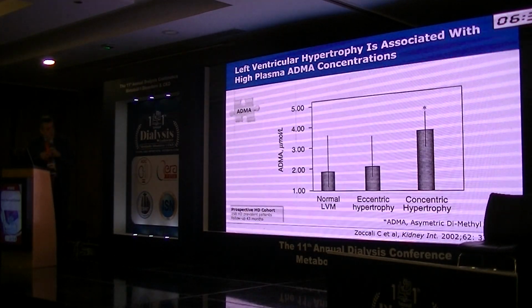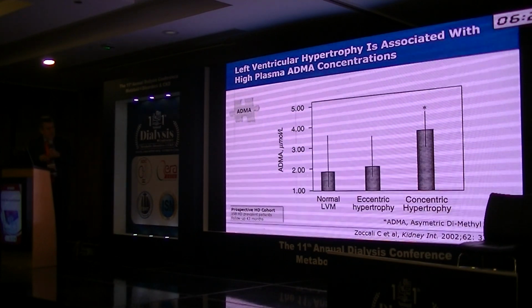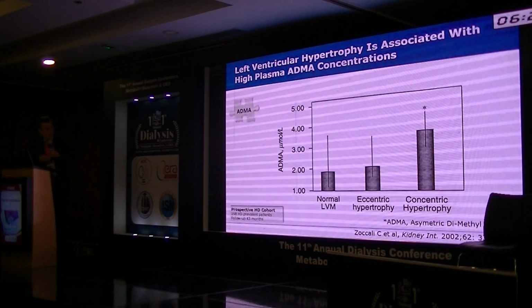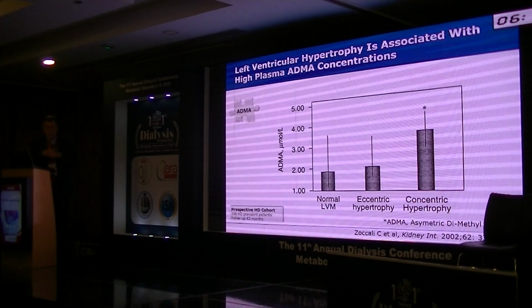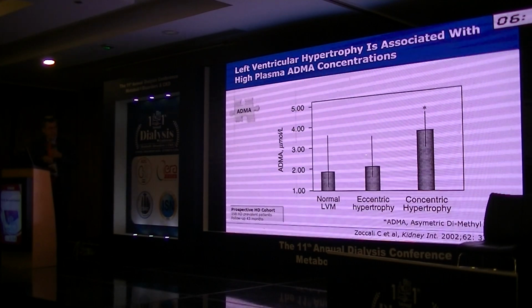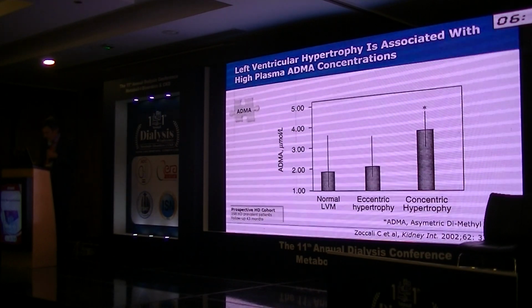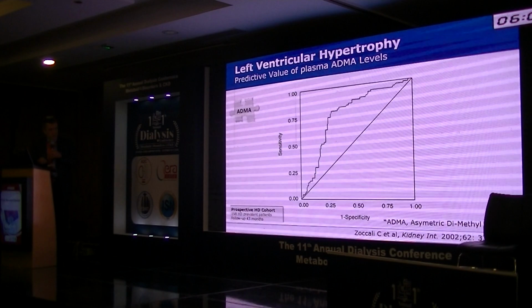ADMA, this is asymmetric dimethylarginine coming from the endothelium. And again, look at what happened with the ADMA. You can use the ADMA to identify, within the cardiac abnormality, what is eccentric hypertrophy or what is concentric hypertrophy. Is it important for the patient? And what is the sensitivity? You can make ROC analysis, it's quite sensitive.